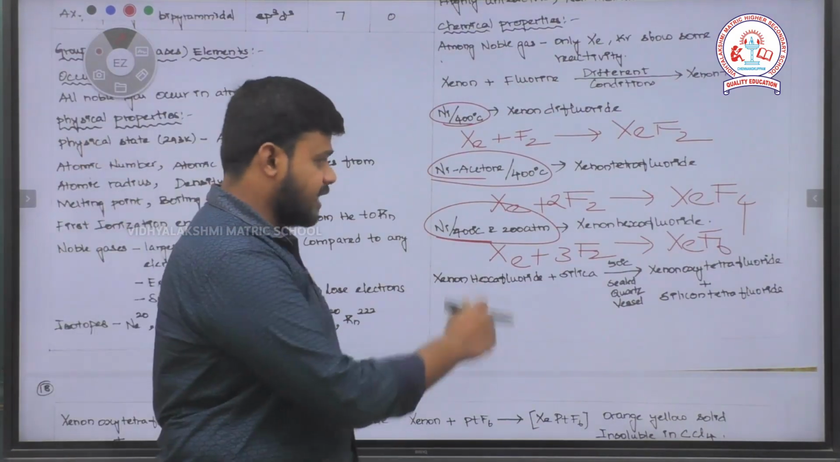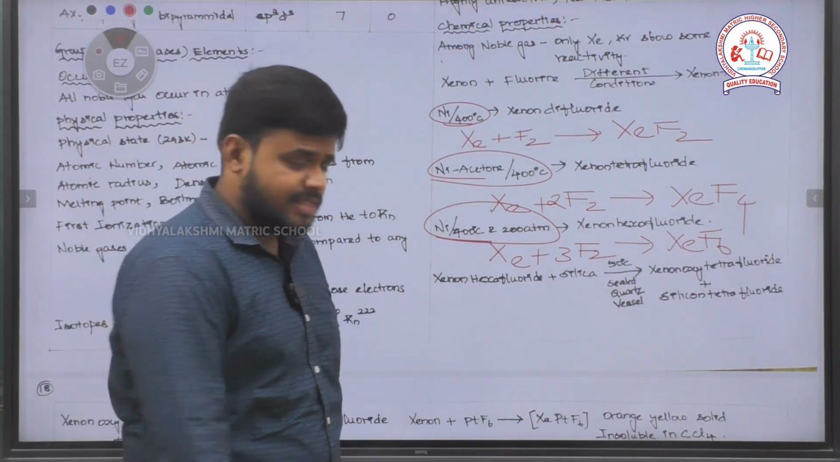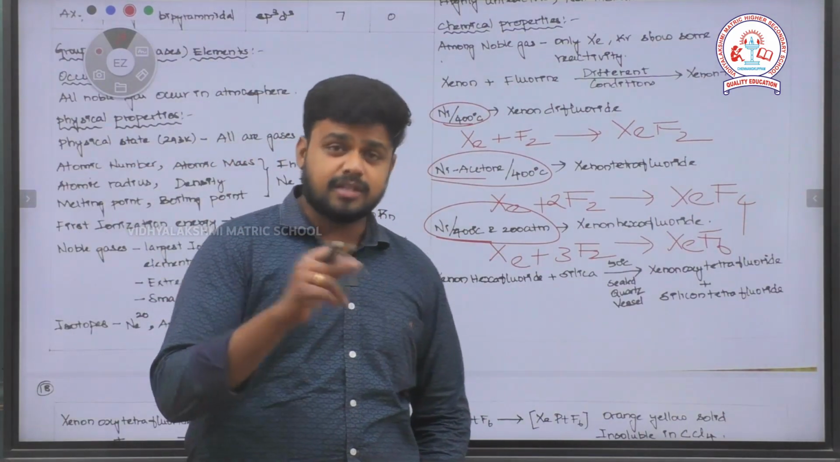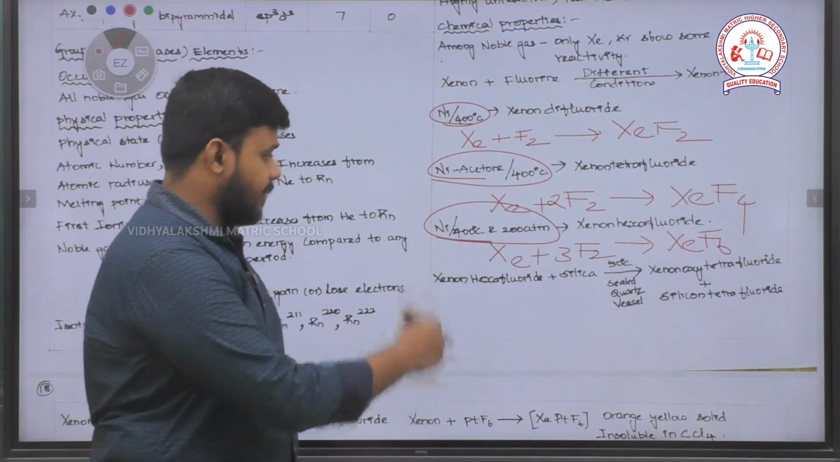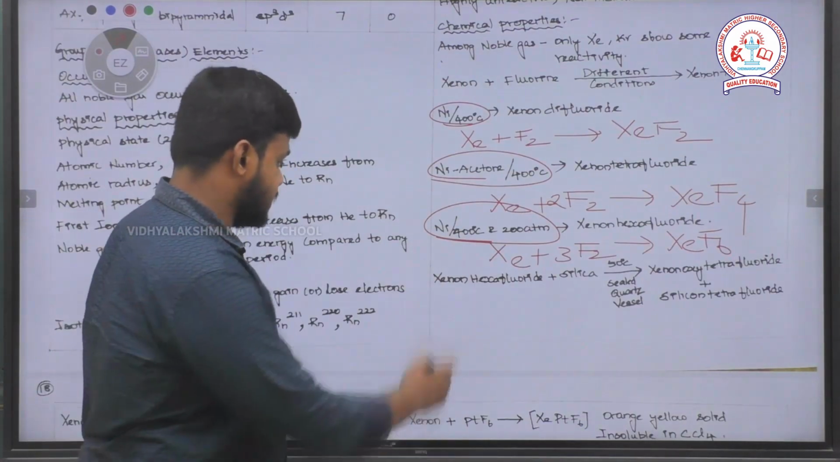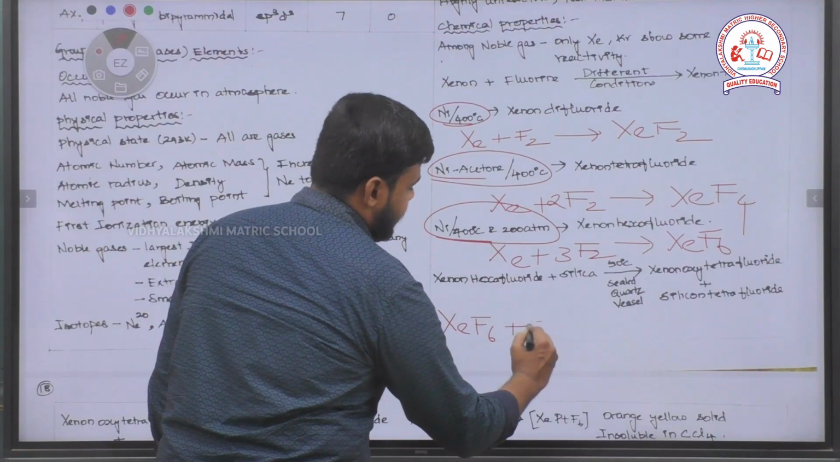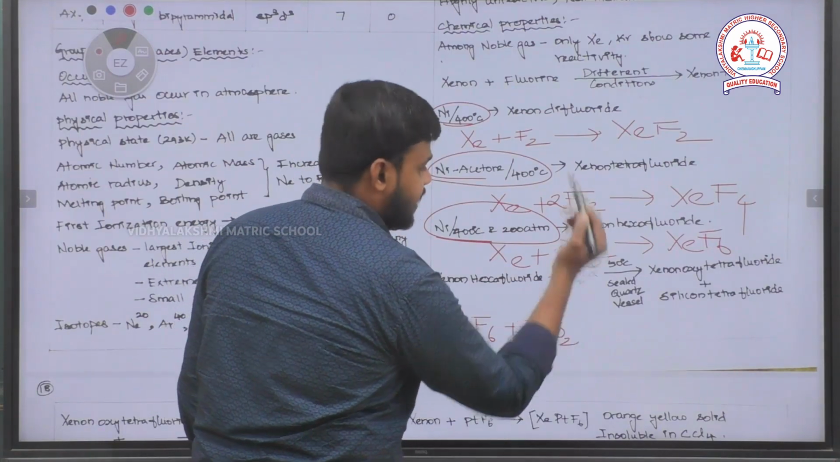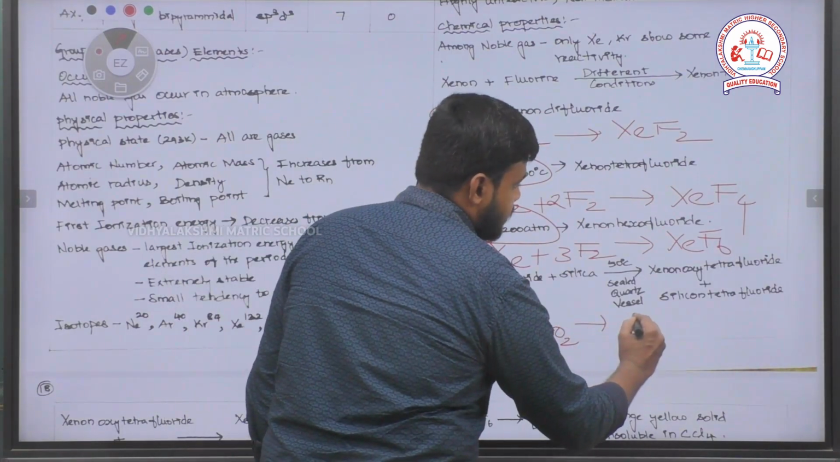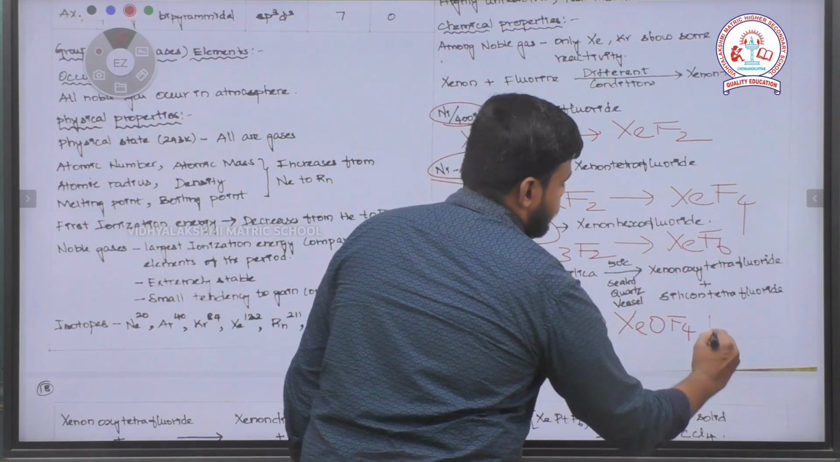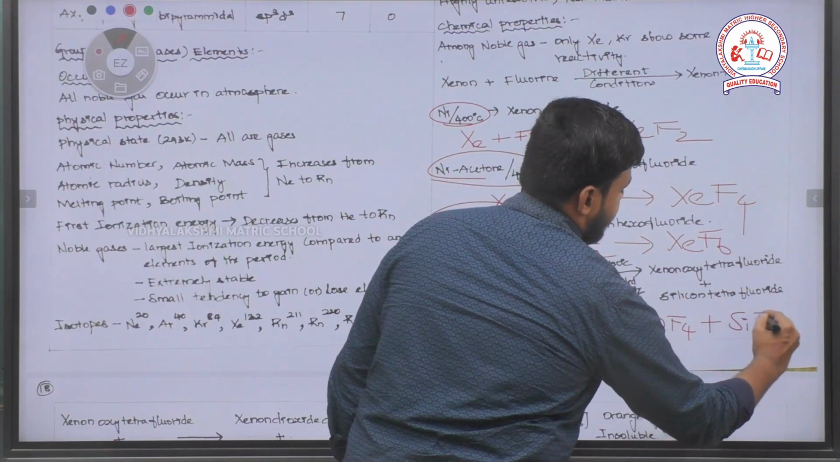Then the xenon hexafluoride that has been formed is capable of reacting with silica and gives rise to different products. The whole reaction has to be carried out in a sealed quartz vessel, maintaining a temperature of 50 degrees Celsius. The xenon hexafluoride reacts with silica, or silicon dioxide, it can be named in any way. It forms xenon oxide tetrafluoride, XeOF4, then silicon tetrafluoride, SiF4.